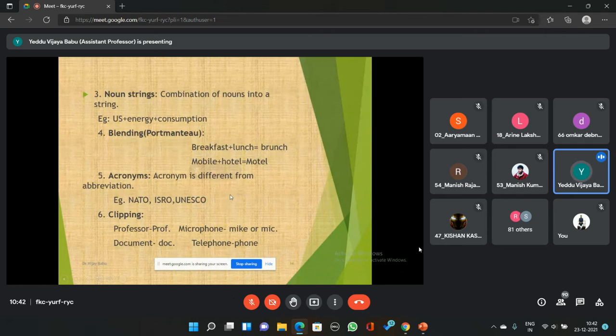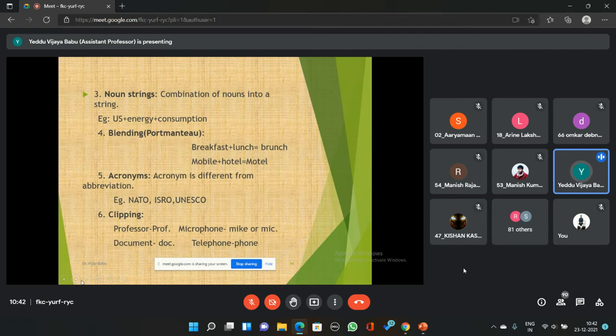The next form is acronyms. Acronym is different from abbreviation. We know abbreviation very well, like IMP is the shortened form of important. If you say USA, that is an abbreviatory form. And if you say EG, that is also an abbreviatory form, meaning exempli gratia. But in fact, an acronym is quite different from an abbreviation.